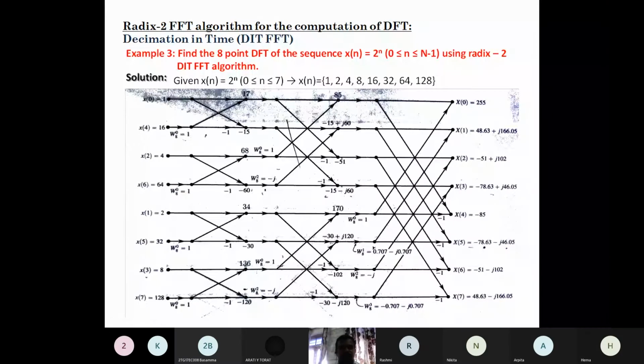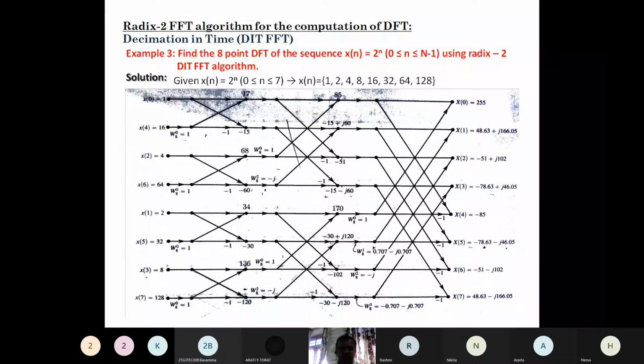I hope the screen is visible to all. It is visible now. Yes, sir. So at your end, you can zoom your mobile screen so that you can easily follow the screen.